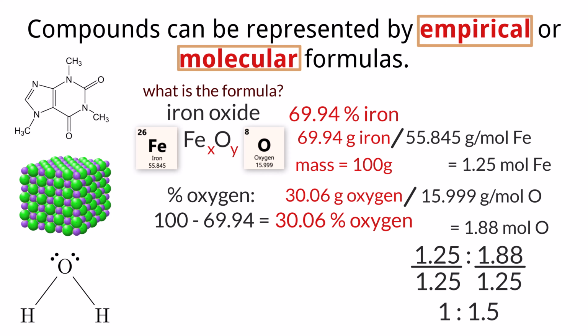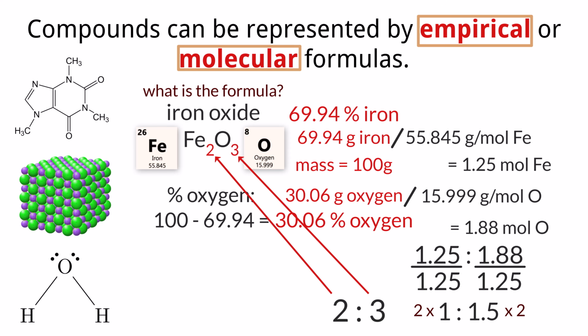Our next step is to multiply all the values in the ratio by some number that gets the values to be whole numbers, which in this case we can do by multiplying by 2. After multiplying the 1 and 1.5 by 2, our ratio of iron to oxygen is 2 to 3. This means our empirical formula is Fe2O3.